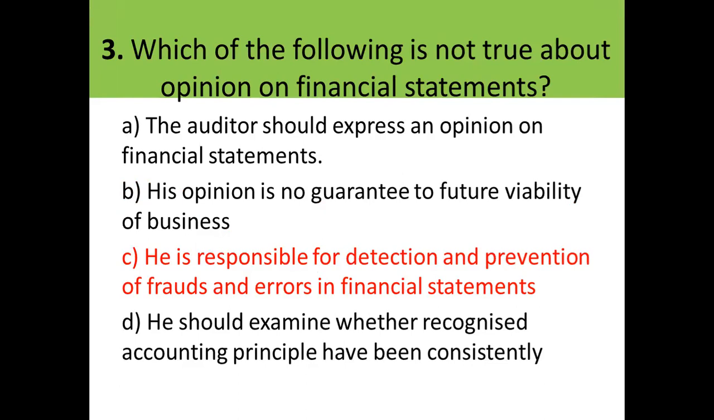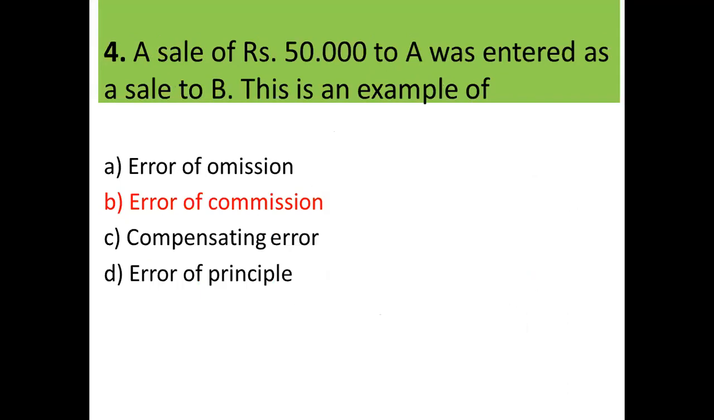Question number 3. Which of the following is not true about opinion on financial statement? A. The auditor should express an opinion on financial statement. B. His opinion is no guarantee to future viability of business. C. He is responsible for detection and prevention of frauds and errors in financial statements. D. He should examine whether recognized accounting principles have been consistently followed. The right answer is C, which is he is responsible for detection and prevention of frauds and errors in a financial statement. Question 4.